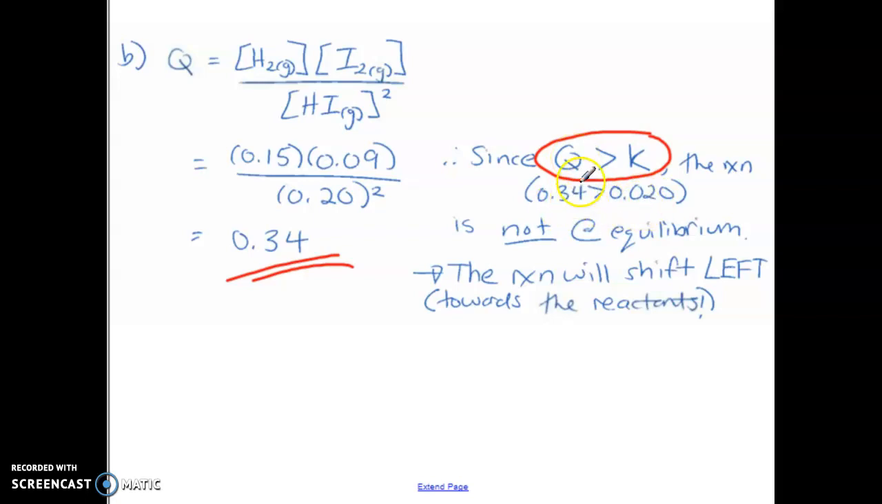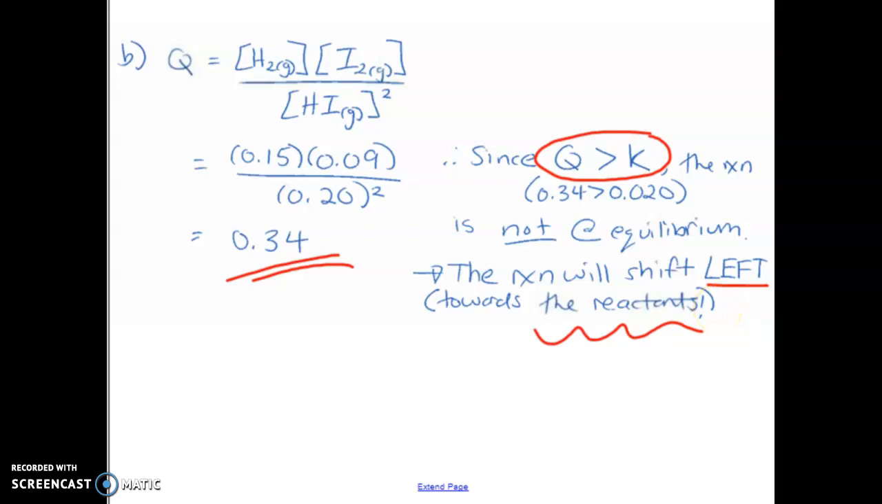So we essentially have to lower the numerator's value to lower this value overall, right? So you have a smaller value over a larger one. So in this case, we would have to shift towards the reactant side, to the left, to make more reactant in comparison to the product, right?